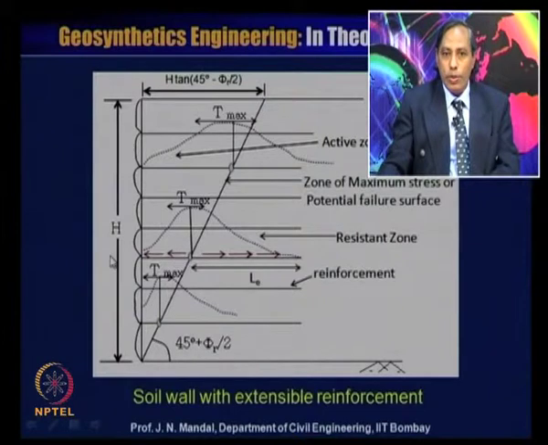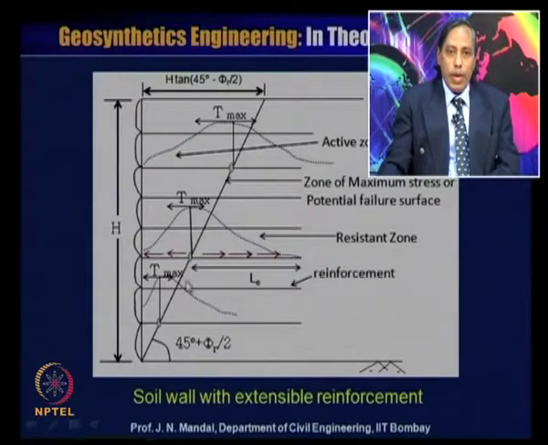And here also the shear stress is acting towards the facing element in the active zone, and in the restraint zone the shear stress is away from the facing element. So, you can draw a linear failure line. It is the Rankine line, and if H is the height of the reinforcement, then this will be equal to H tan of 45 degree minus phi r by 2.